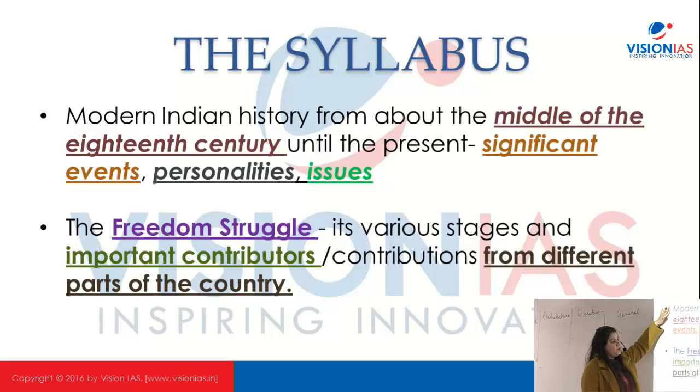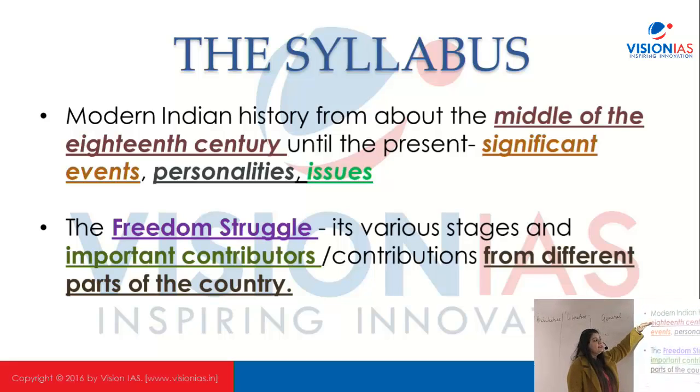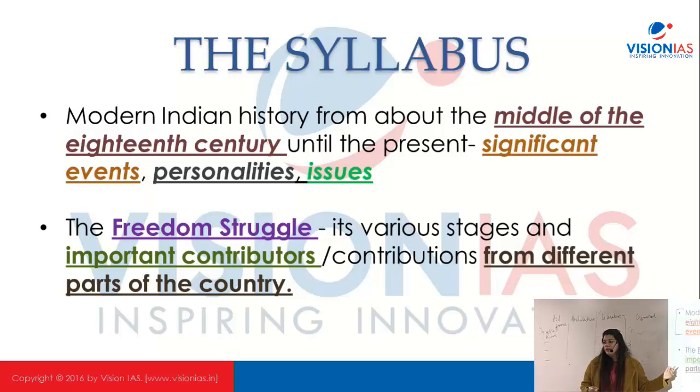Modern Indian history from about the middle of the 18th century until the present. Significant events, personalities, and issues. What do you understand by this? Can anyone try who has read the syllabus? What do you interpret from these three lines? Modern Indian history from about the middle of the 18th century until the present, significant events, personalities, issues. Yes.